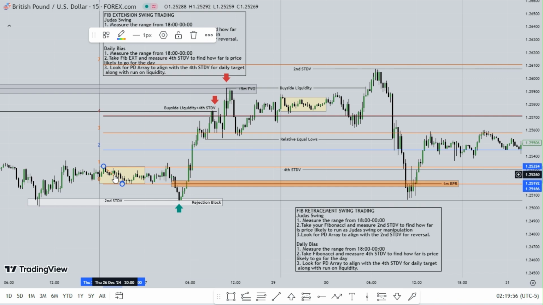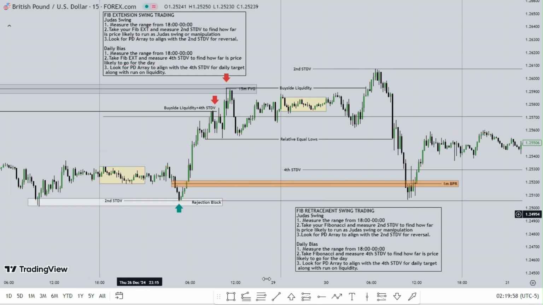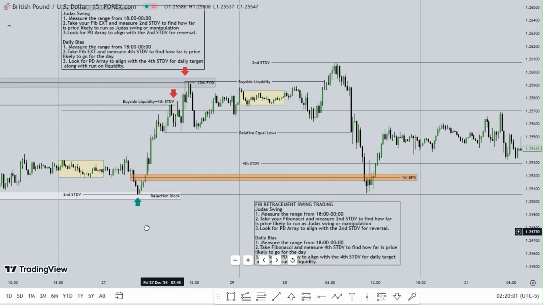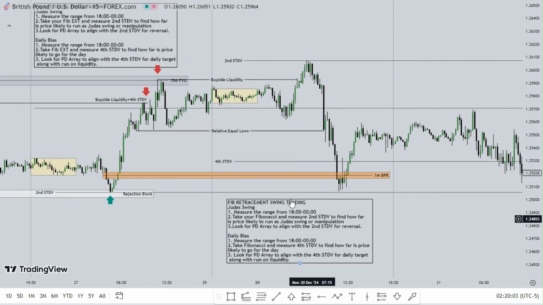So now that we figured out how to use the fib extension, we're going to make an example using a Fibonacci retracement, which is our regular Fibonacci. So we have this consolidation here, which we measure the range from 18 hours to 00 midnight. In this case, when we're using a Fibonacci, we measure from 18 hours to 00 hours, the highs and the low, using only the bodies.